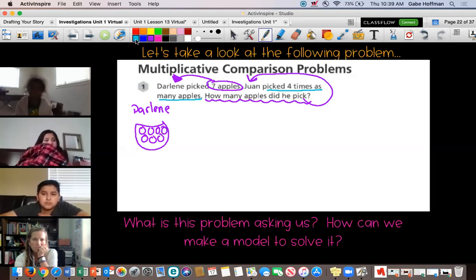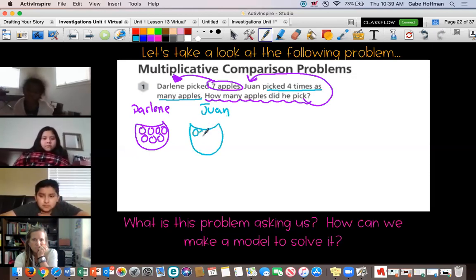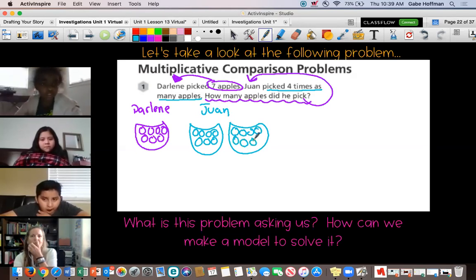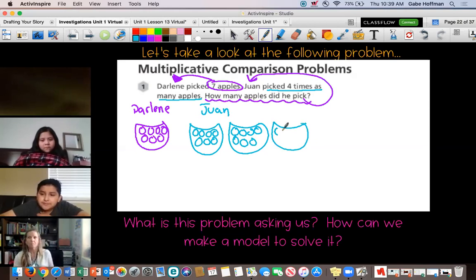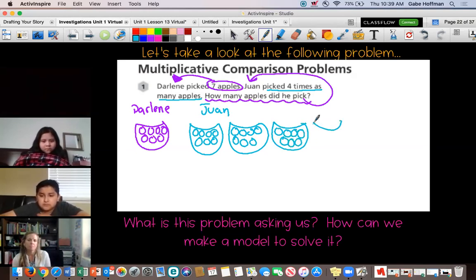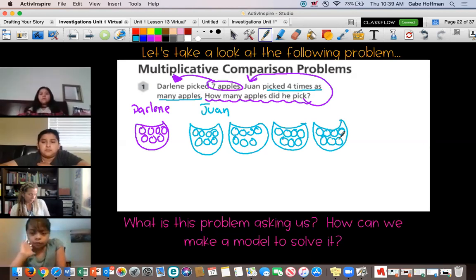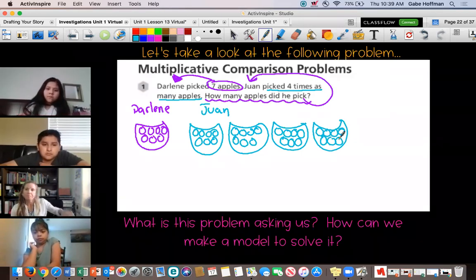So then I'm going to go over here and say this is Juan's. He had his one group of 7, but he did that 4 times. So 1, 2, 3, 4, 5, 6, 7. Here's my other one, 1 through 7. Here's my other one, 1 through 7. And my last one, 1 through 7. So that's one way to represent it. I'm not going to actually solve the problem yet.